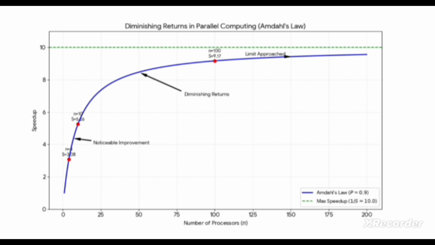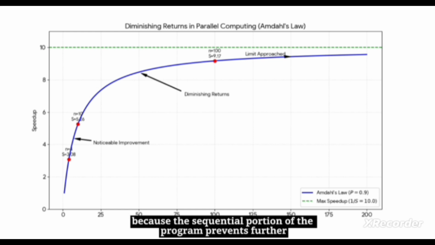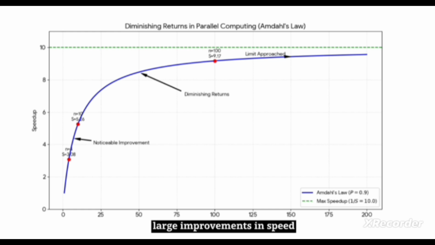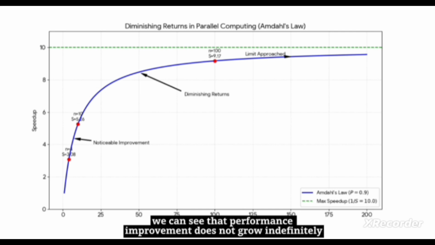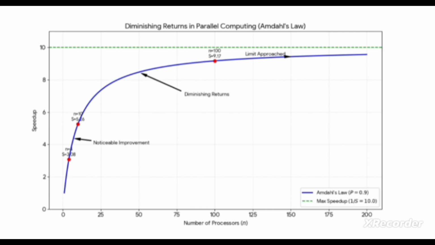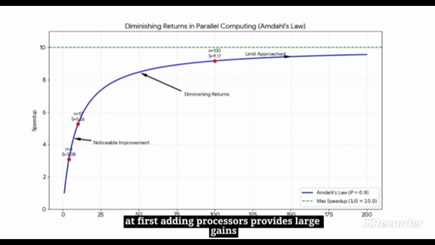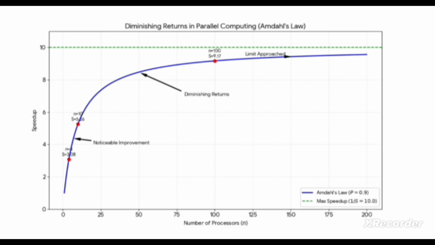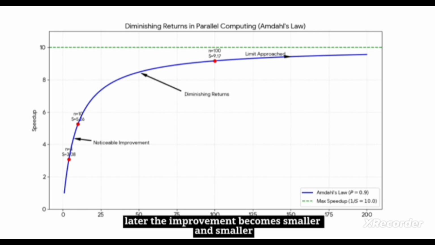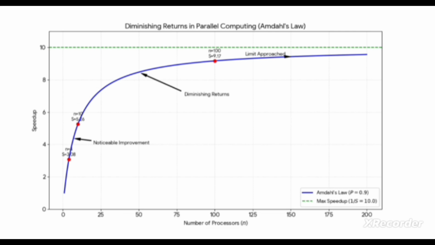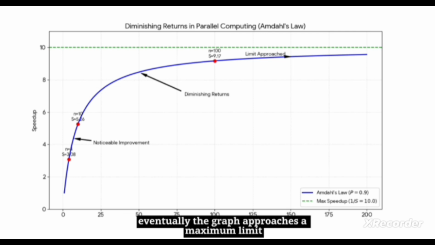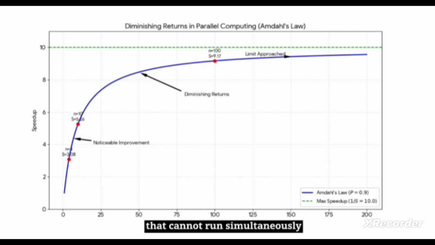This flattening occurs because the sequential portion of the program prevents further large improvements in speed. From the graph, we can see that performance improvement does not grow indefinitely. At first, adding processors provides large gains. Later, the improvement becomes smaller and smaller. Eventually, the graph approaches a maximum limit, which is determined by the portion of the program that cannot run simultaneously.